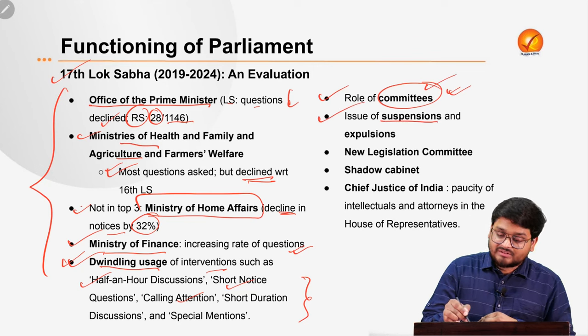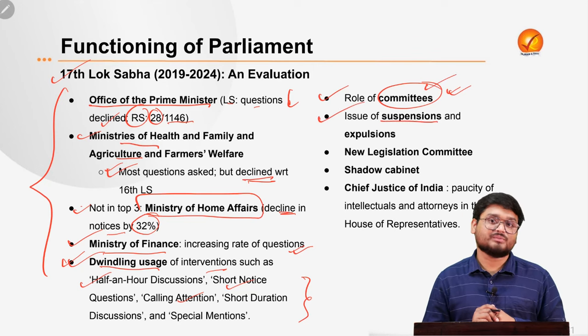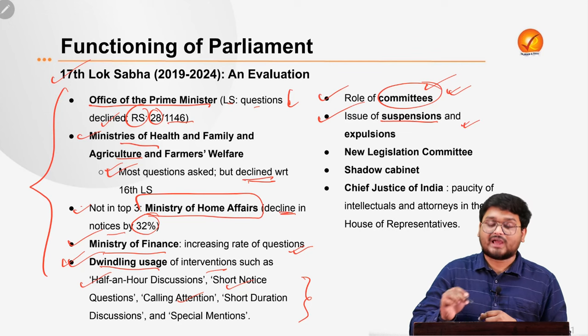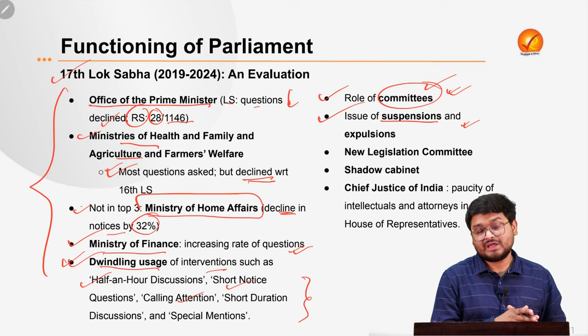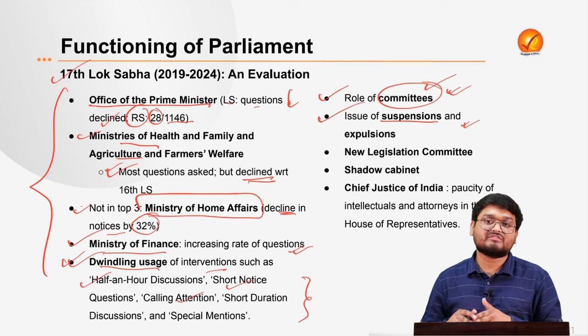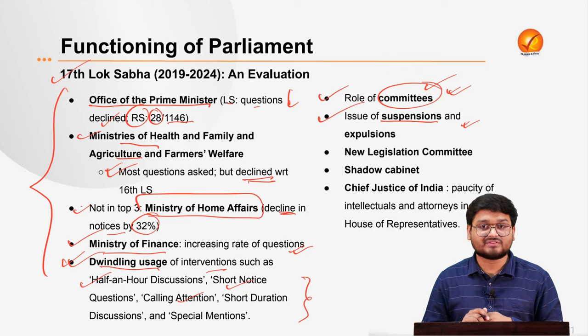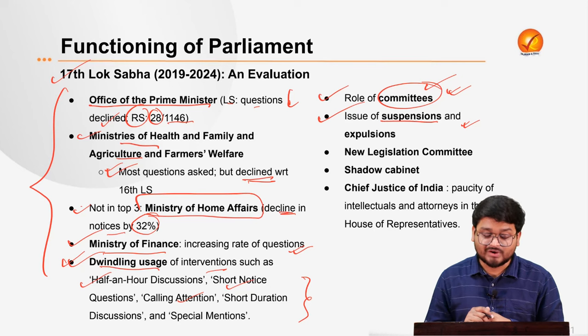Then there are these issues of suspensions and expulsions from the houses, which have to decrease, and such strict actions must not be taken at the very first instance. The members of parliament must be given enough time to recoup their mistakes and then improve their behavior.